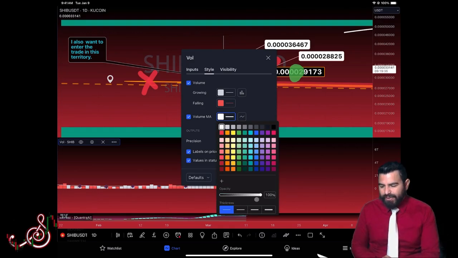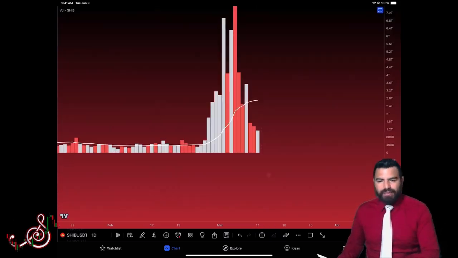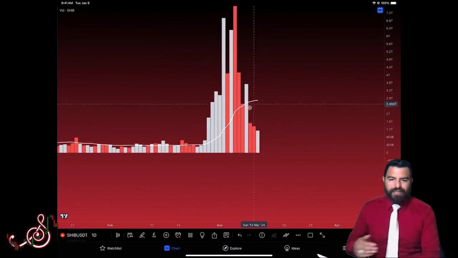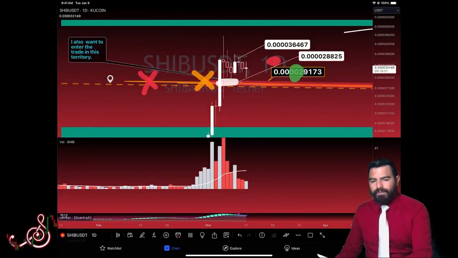All right, and then you can make it a medium thickness. And now you guys can see that when we look at volume, there's a little white line that gives us the average where that volume is, okay? So we can tell what's ultra high and what's ultra low volume.